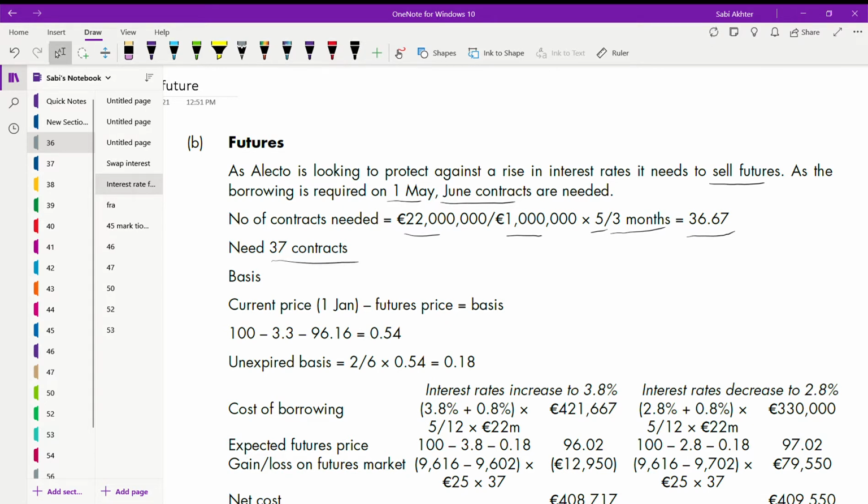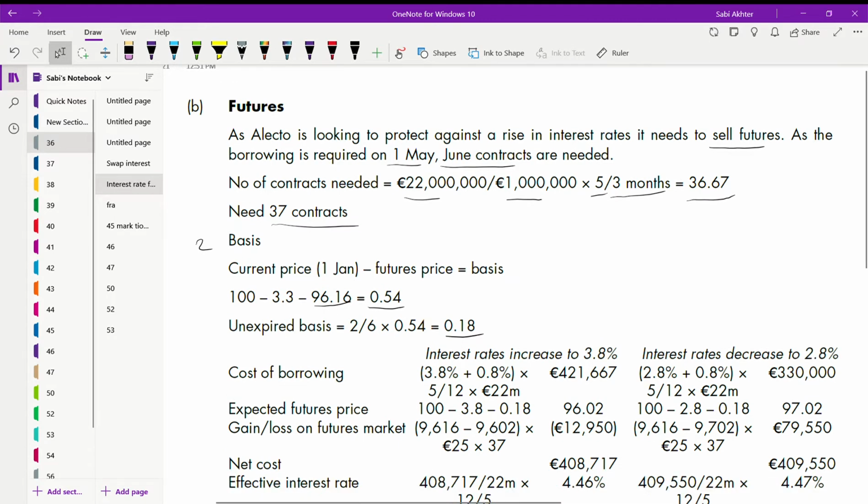Now coming to number 2, the basis. First is the number of contracts, number 2 is basis. Basis is current minus future. You cannot deal in terms of interest rate, because your future price is in terms of price. If you are dealing in terms of percentage, then even your future price you need to change to percentage. But since we are dealing in terms of price, we keep it as it is. That means the LIBOR, which is 3.3, so 100 minus that, minus this opening future, is your basis. Out of that, 2 over 6 is the unexpired basis, which is 0.18.